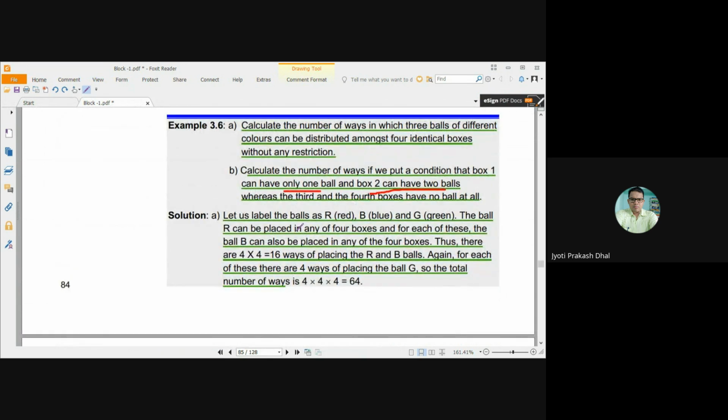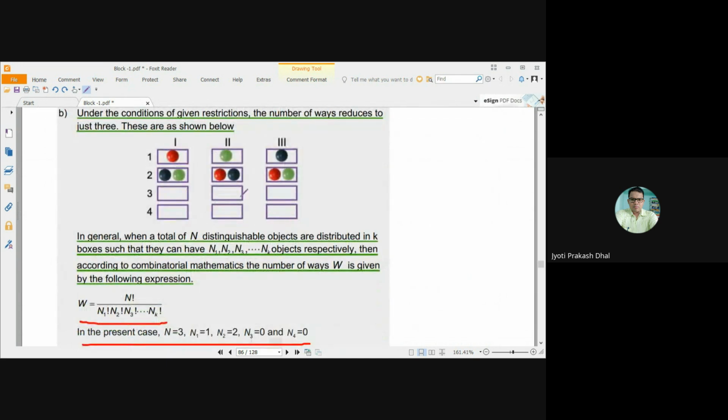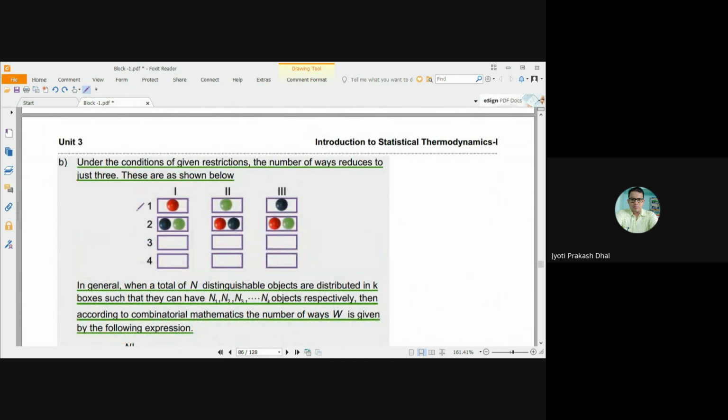And in the second case, calculate the number of ways if we put a condition that box 1 can have only one ball, box 2 can have two balls. So the condition is like this: box 1 red, box 2 blue and green. In the second condition, box 1 green, box 2 red and blue. Third condition, box 1 blue, box 2 red and green.